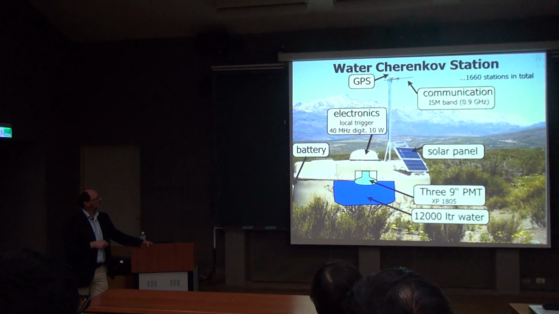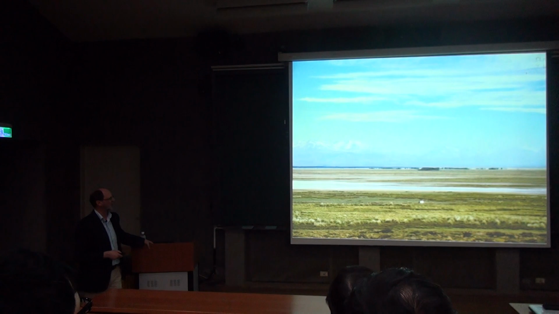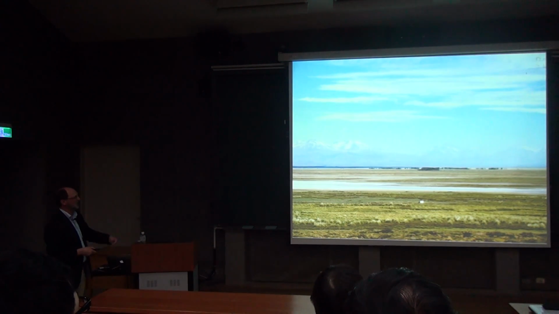And then there is electronics here, low power electronics, because otherwise you would have to put more solar panels here. And then you need precise timing for the reconstruction, which we do by GPS. And then you communicate the data to some concentrator station, which we do by mobile phone technology. And so that's what this antenna is for. So that's the technique, and this is done 1,600 times. And it's really just industrial production, more or less.